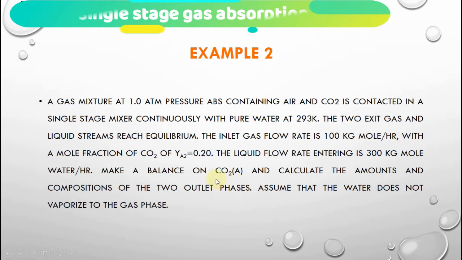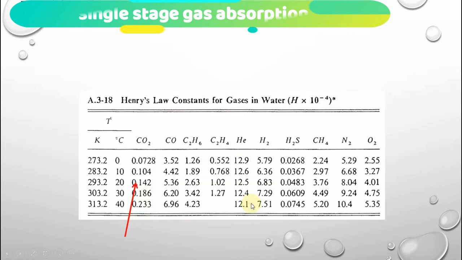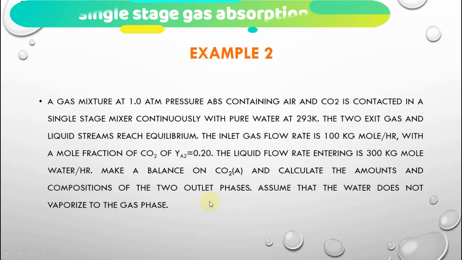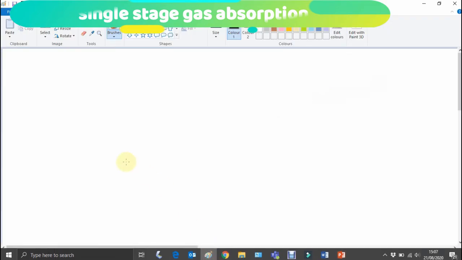The other name for the single stage absorption process is single stage mixer. This is just another name for the single stage gas absorption column. After we know that this system is the single stage gas absorption, what we need to do is draw the diagram of the gas absorption.